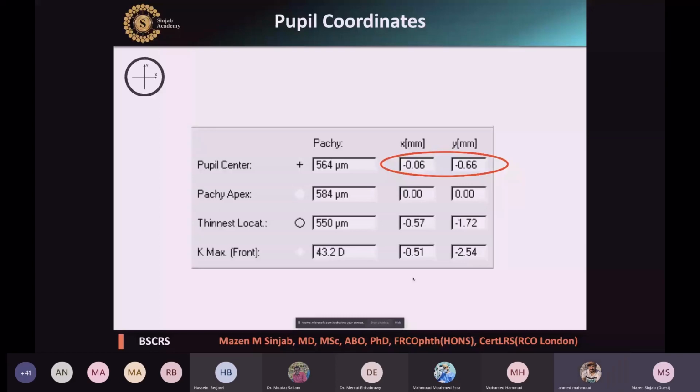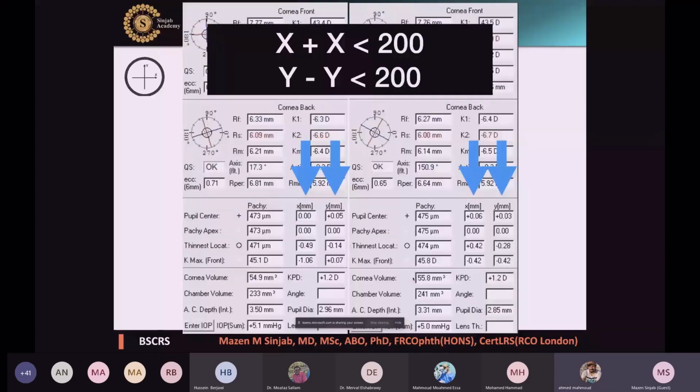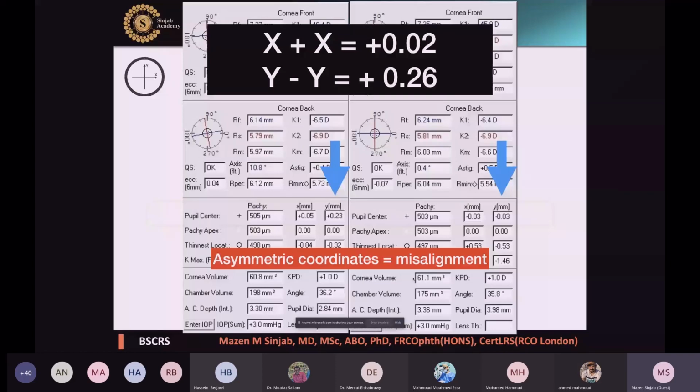Then we have to compare the pupil center coordinates between both eyes. I have put this rule in order to exclude misalignment and differentiate misalignment from angle kappa, large angle kappa. You have to use X plus X. It should be less than 200 microns. Y minus Y, it should be less than 200 microns. I'm going to show you some examples. Now, this is a case of misalignment because Y minus Y is more than 200 microns. It is 0.26, so 260 microns.